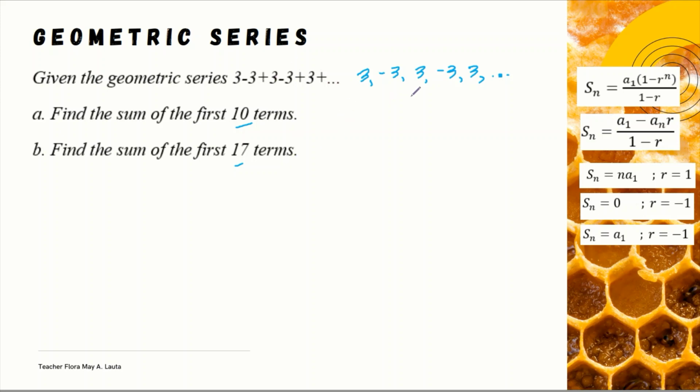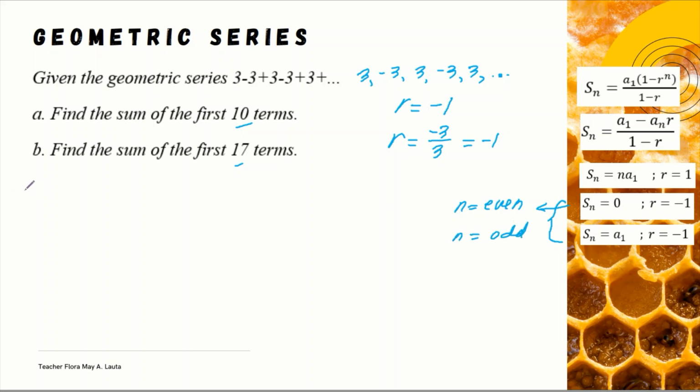So, for this, as you can see, our r is equal to negative 1, right? Because, again, a sub 2 divided by a sub 1 will be negative 3 divided by 3, which is negative 1. So, ganyan lang po. Don't forget, since our r is negative 1, we use this formula when r is negative 1. Only that, for this one, the S sub n is equal to 0 when our n is even, and S sub n is equal to A sub 1 when n is odd.